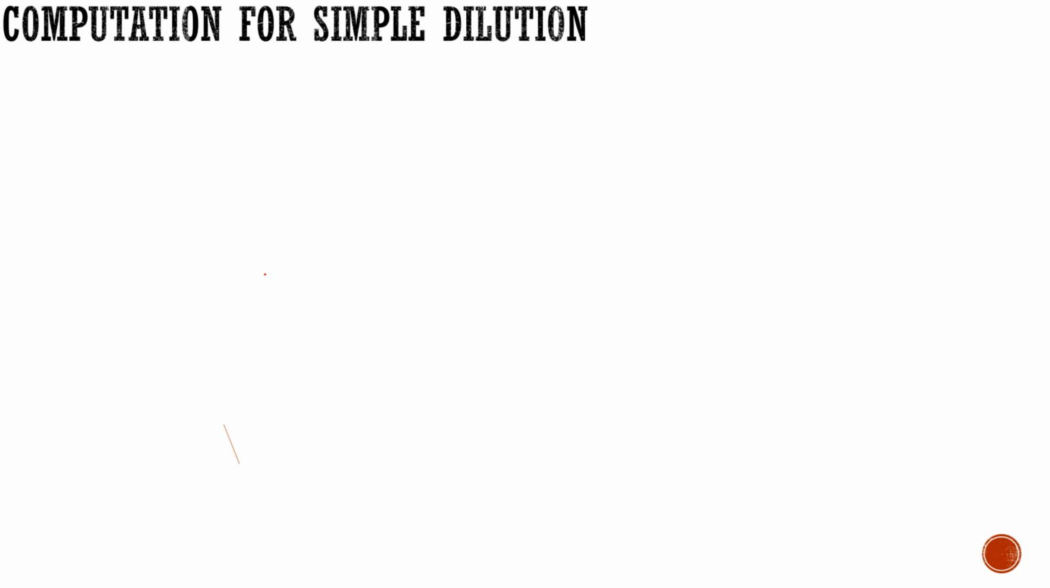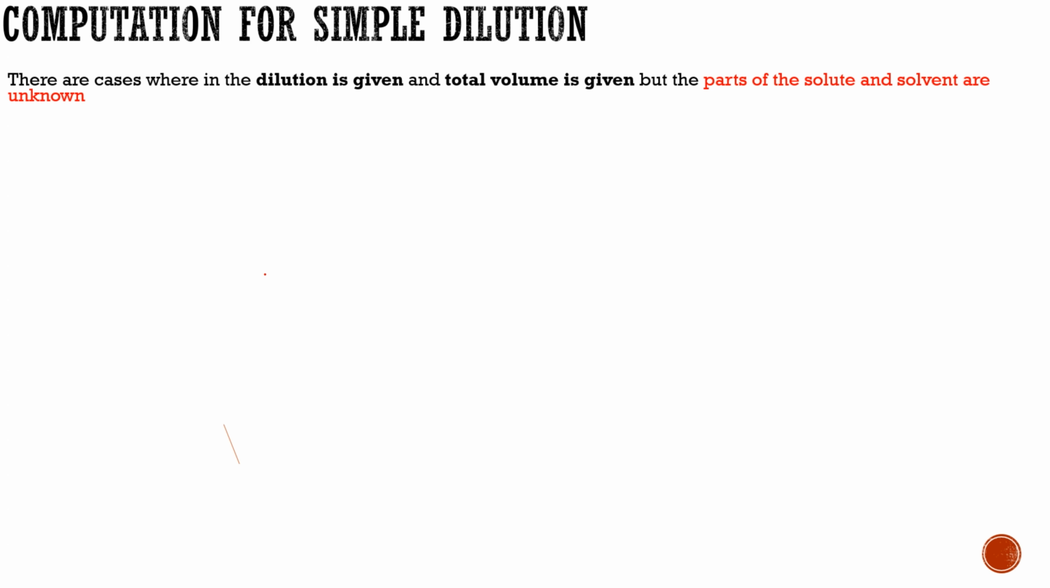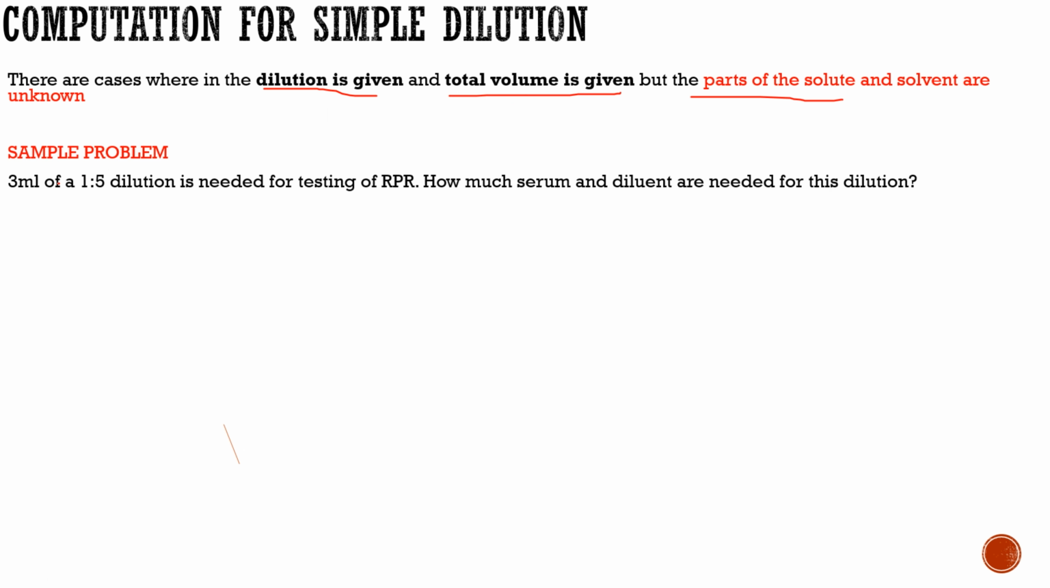So, there it is. Now, another computation, class, there are cases, there are times wherein the dilution is given and the total volume is given. So you know the dilution, you know the total volume, but the part of the solute is unknown. So, the part of the solute is unknown, class. So, this is the sample problem. 3 ml of a 1 is to 5 dilution is needed for testing of RPR.